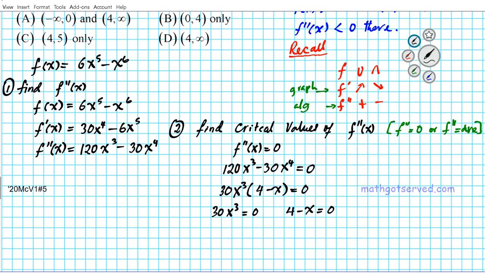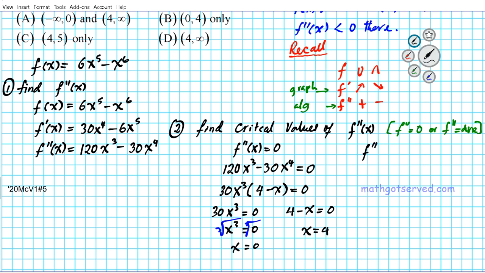If we solve the first one, just divide both sides by 30 and you have x to the third equals 0. Take the cube root of that and you have x equals 0. Your first critical value is x equals 0. And then for this one, just add x to both sides. x equals 4 is your second critical value.